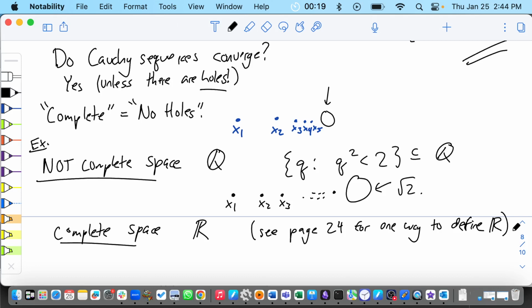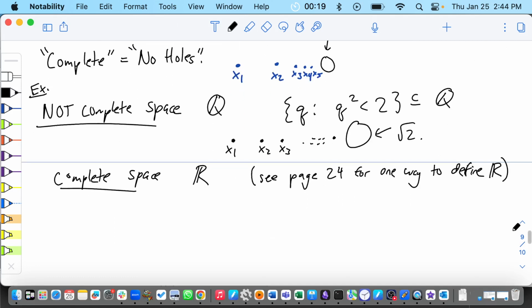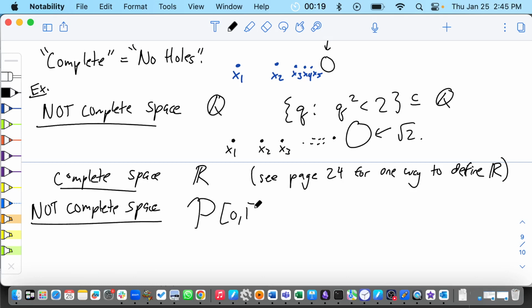Questions or comments about any of that? We did another nice example last class of a not complete space, and I'll give you another good example of how they come up in real life. You might think this Q and R thing is a little bit silly, but they come up in function spaces as well. The space of polynomials on [0, 1] is not a complete space.